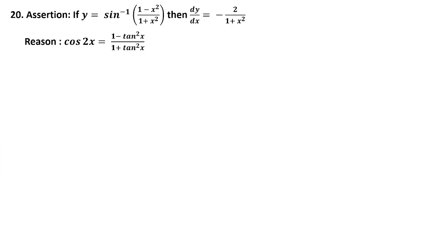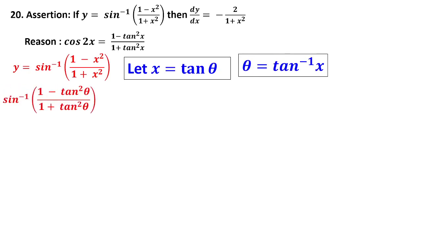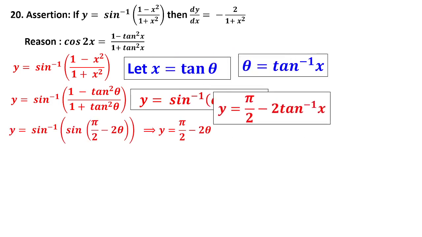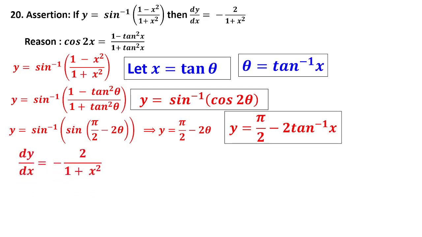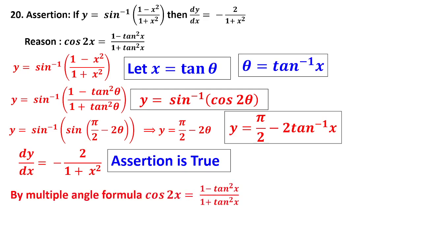Go to question number 20. Assertion is given as y is equal to sine inverse of 1 minus x square by 1 plus x square. Then dy by dx you are finding. For this differentiation, we will check whether it is correct by substituting x is equal to tan theta, and it will become sine inverse of cos 2 theta, but it should be written as sine inverse of sine of pi by 2 minus 2 theta, so it is pi by 2 minus 2 theta. Therefore when you do the differentiation, dy by dx is minus 2 upon 1 plus x square. Therefore assertion is true. The value of dy by dx given is true, and the reason is by the multiple angle formula 1 minus tan square by 1 plus tan square.